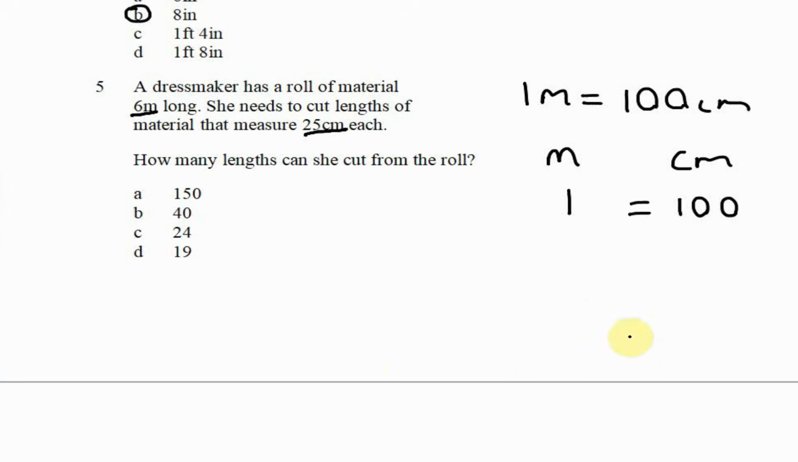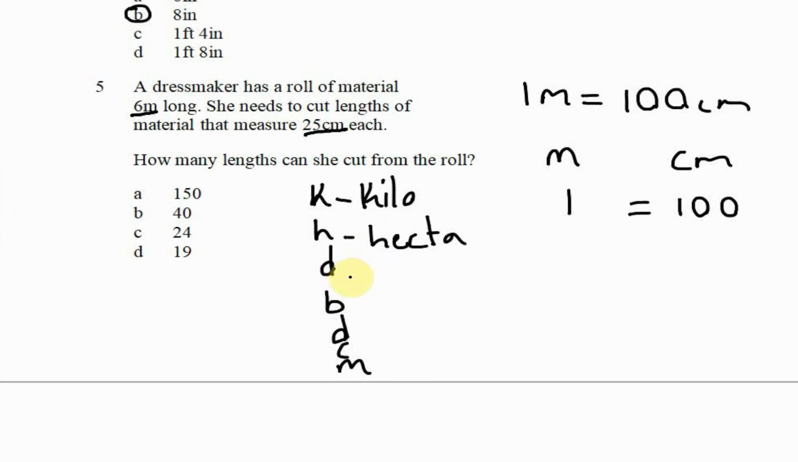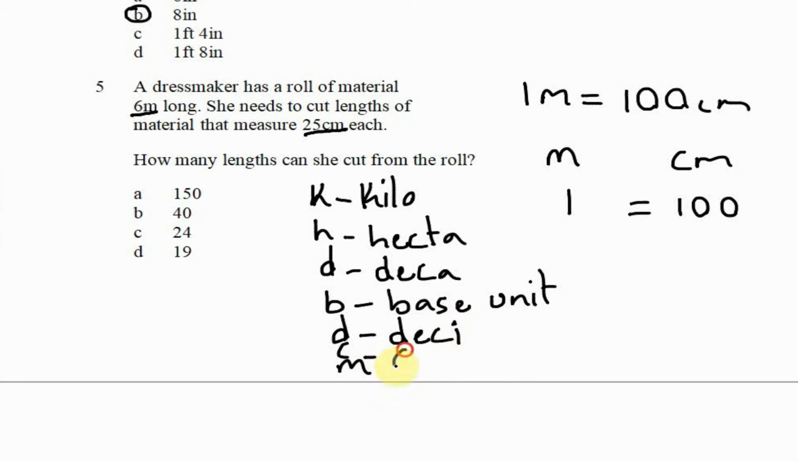Now we have this cool thing that we use, a phrase to help us remember: Kick him down, boy, don't commit murder. K here stands for kilo, H here stands for hecto, the D here stands for deca, the B stands for the base unit. The D here stands for deci, the C here stands for centi, the M stands for milli. There you go.